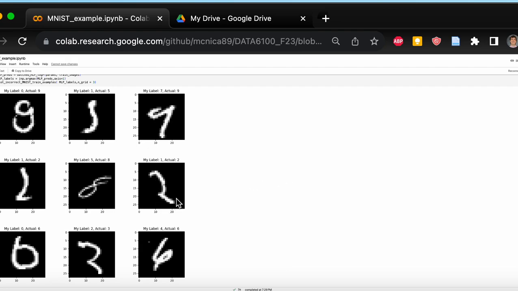Here the computer thought it was a 1. This is actually a 2. But you can be like, okay, I can see why you thought it was a 1. Here it thought it was a 2. Apparently this is a 3. This is labeled as a 3 in the data set. I would say that's a 2, right?